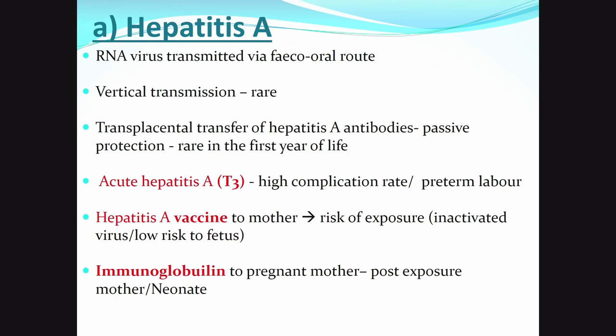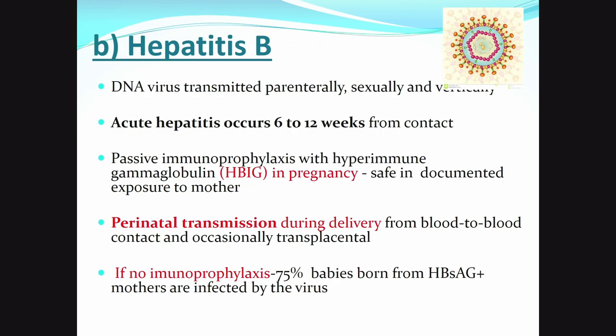Hepatitis A is usually mild and it's an RNA virus. If they get it, especially in the third trimester, the outcome may not be very good. So if there's a pregnant mother at risk of exposure to hepatitis A, we can consider the hepatitis A vaccine. If a mother or neonate is exposed to hepatitis A, after the exposure we can consider immunoglobulins. Hepatitis B, again, is a DNA virus, with transmission parenteral, sexual, and vertical. Vertical means from mother to baby.